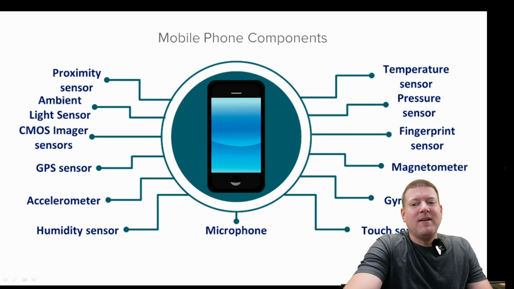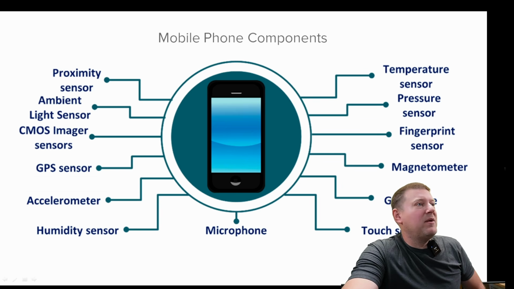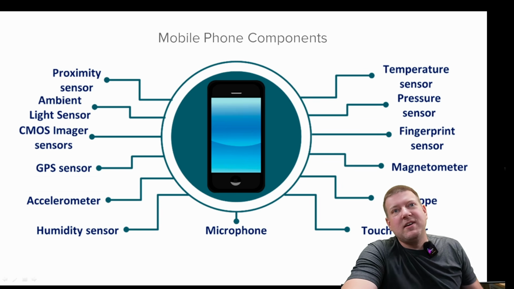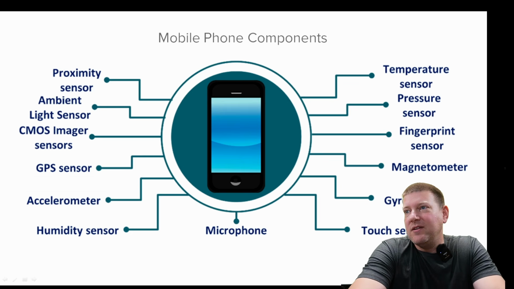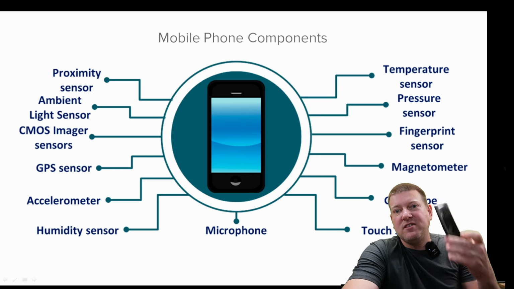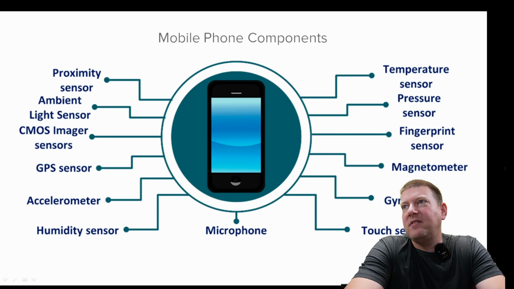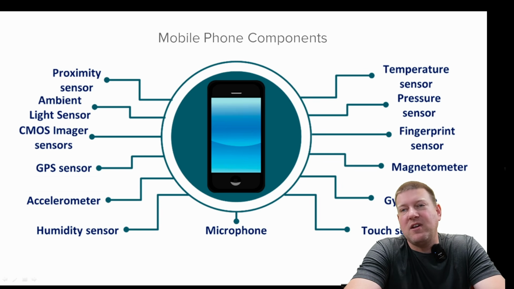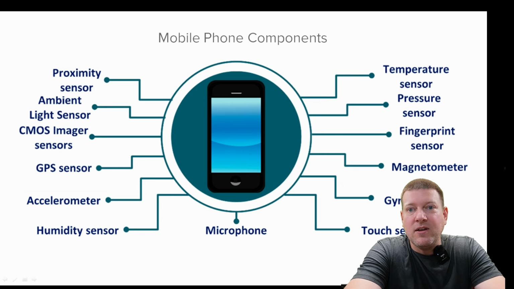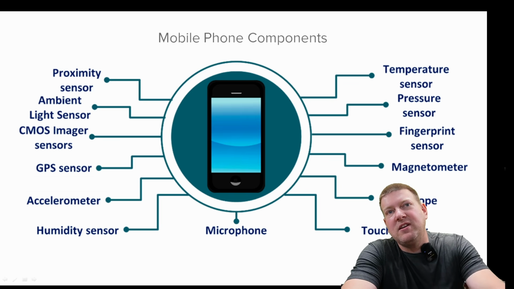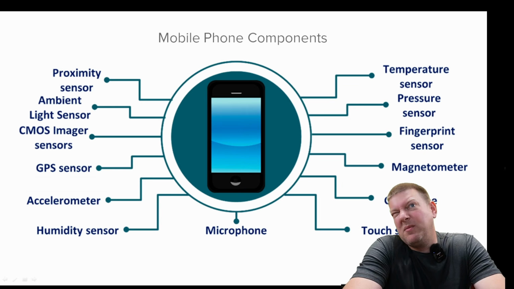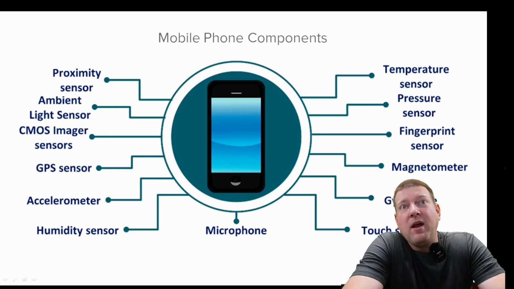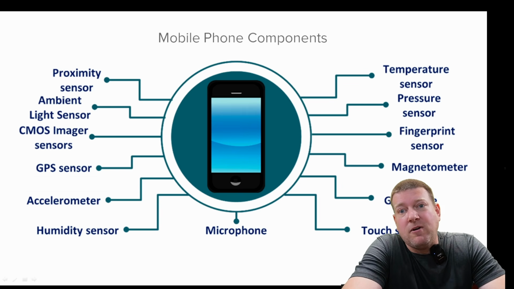Interesting. So your cell phone has quite a bit. We've got microphones, accelerometers, humidity sensors, CMOS imaging, gyroscopes, magnetometers, fingerprints. I don't see NFC in there, and that's another one. Temperature sensor, pressure sensor, touch sensor. There's a lot of sensors. We've got the biometric sensors in there. I don't think I see the camera on there. There's a CMOS imager, I guess that's it. But anyway, there's a lot going on in your cell phone.